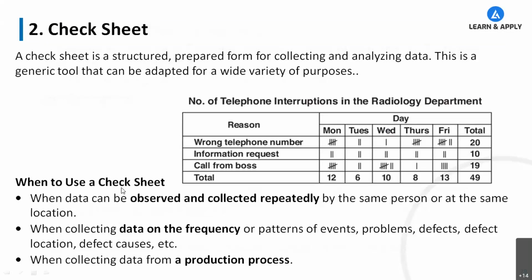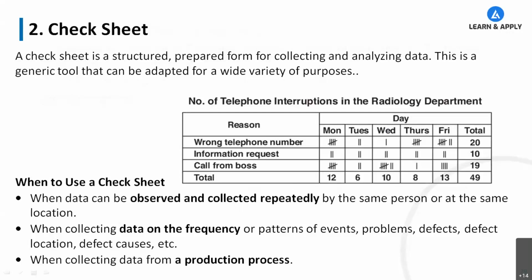So when can we use the check sheet? When data can be observed and collected repeatedly by the same person or at the same location. Either it is a person or the same location. At that time we can use the check sheet. We can mark against each of the factors, and that will give us the picture.